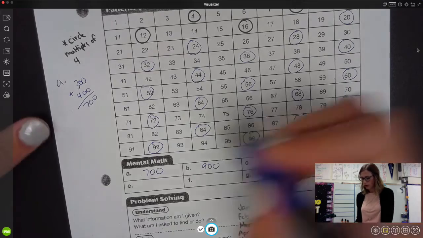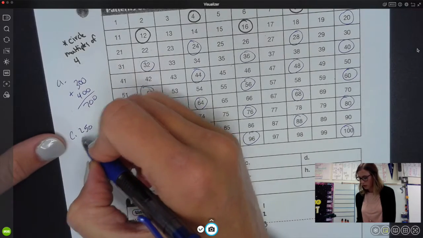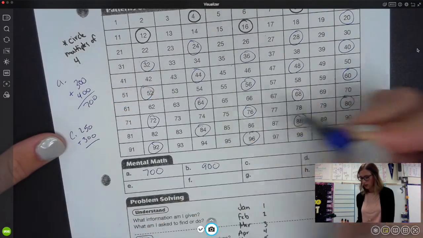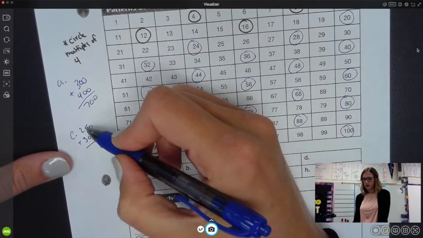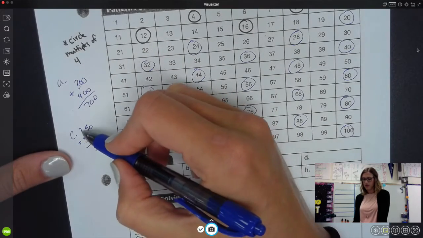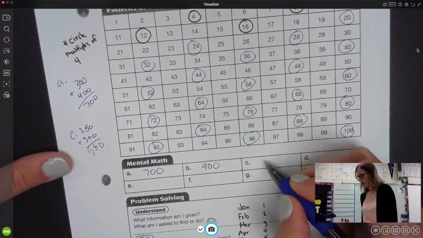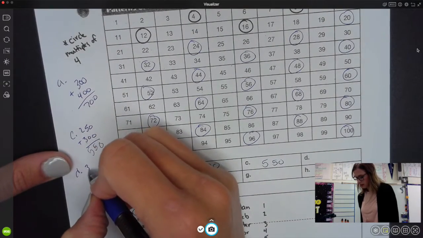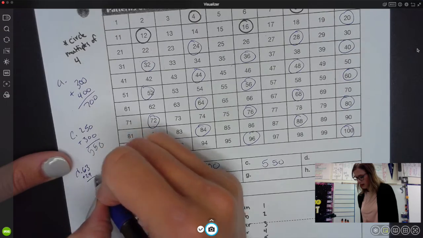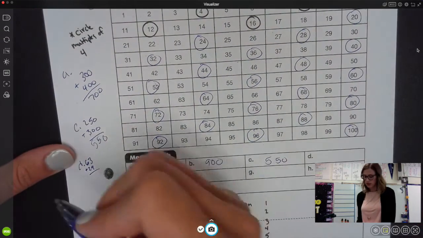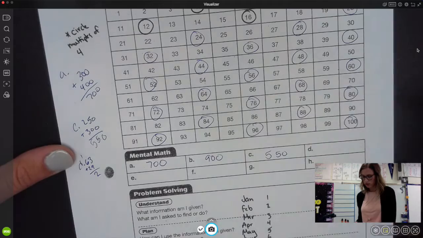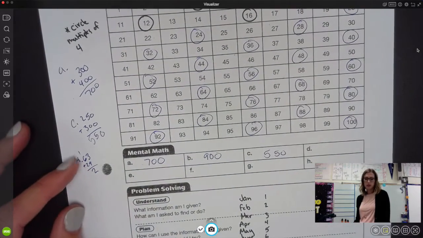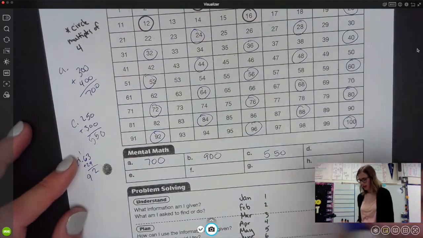C says 250 plus 300. 0 plus 0 is 0. 5 plus 0 stays at 5. And 2 plus 3 is 5. So we get 550. D says 63 plus 29. 3 plus 9 is 12. 1 goes up, 2 comes down. 6 plus 2 is 8, plus 1 more is 9, so we get 92.